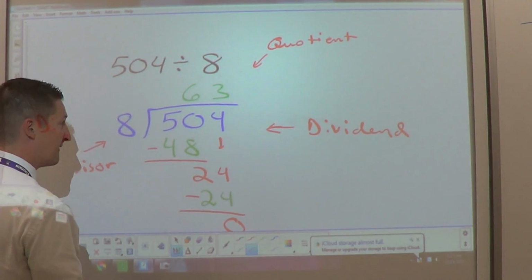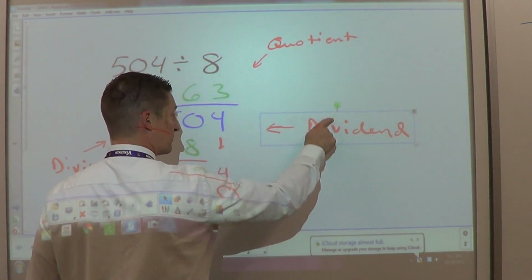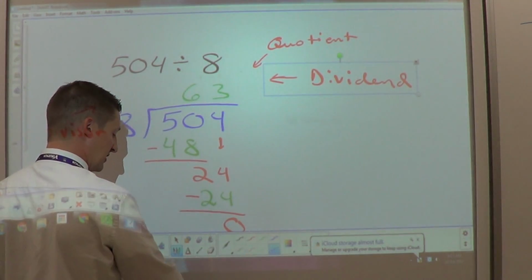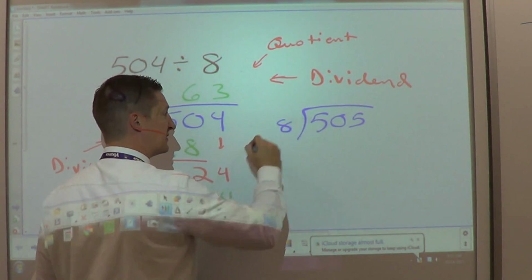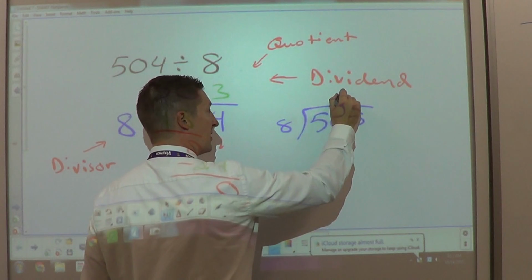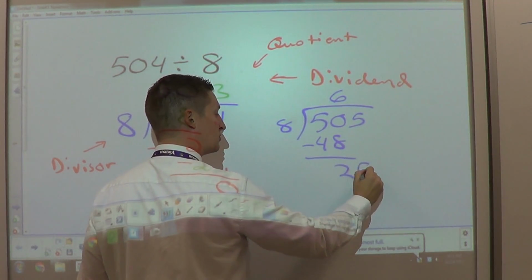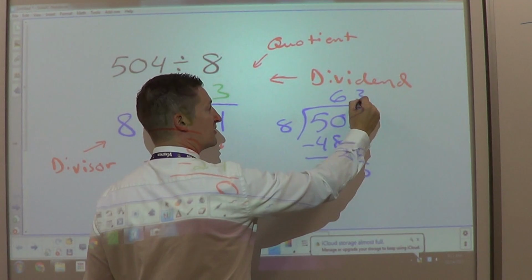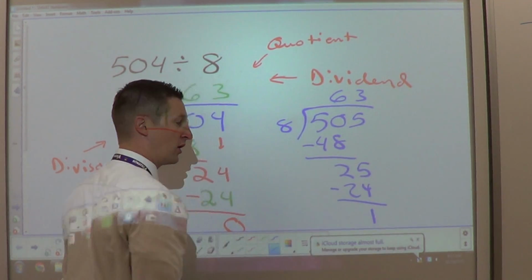Now, let's say that my numbers had been a little bit different. I'll do this same problem. We're just going to change the numbers just a little bit. We'll call it 505 divided by 8. Well, as I do this, 50 divided by 8 is still 6. That's still 48. Subtract to get 2. Drop the 5. 25 divided by 8 is 3. 3 times 8 is 24. But now, when I subtract, I end up with a 1 at the end.